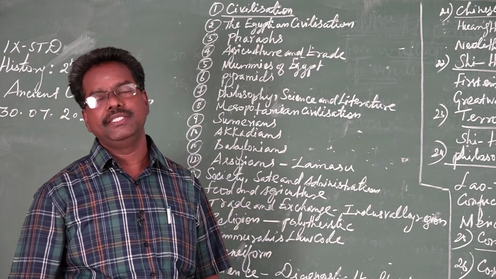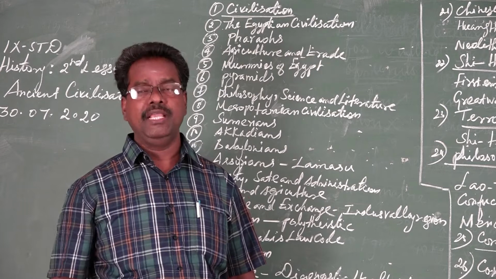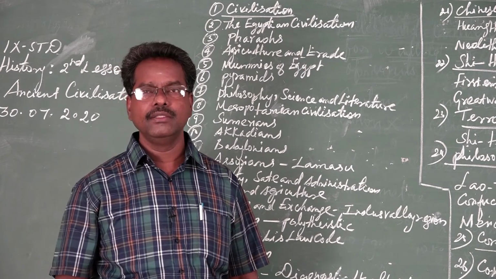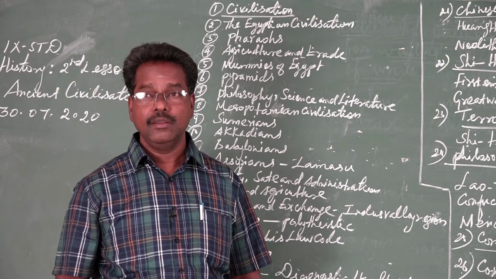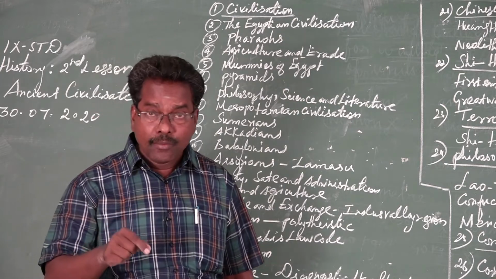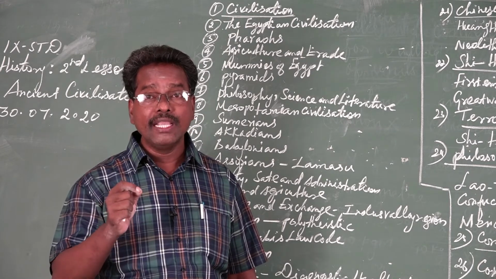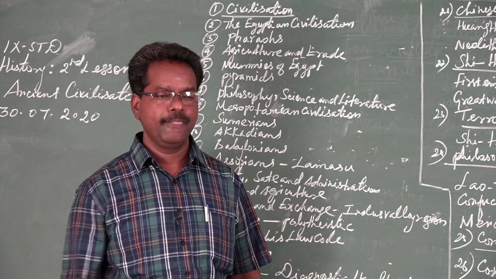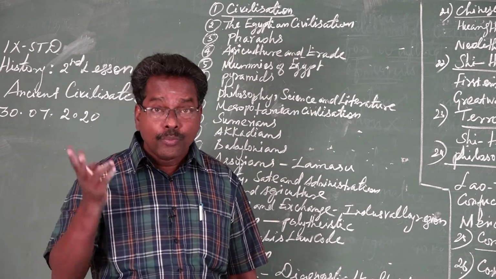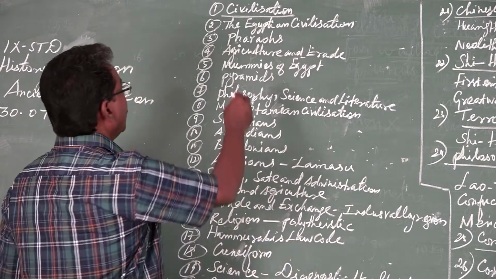Dear students, what is civilization? Civilization is an advanced organized way of life. It is the modern way of life. Name the early civilizations which flourished in the world. For example, Egyptian civilization, Mesopotamian civilization, Chinese civilization, Indus Valley civilization. During the time of civilization, which was the best example for emergence of Neolithic agro-pastoral communities? South India. Next, we should explain about Egyptian civilization.